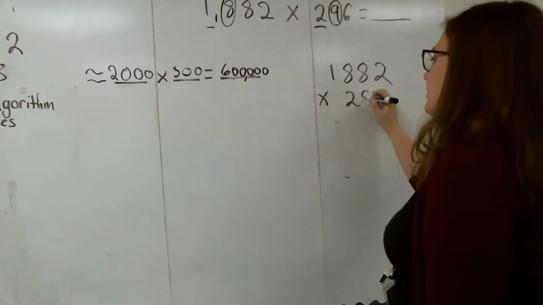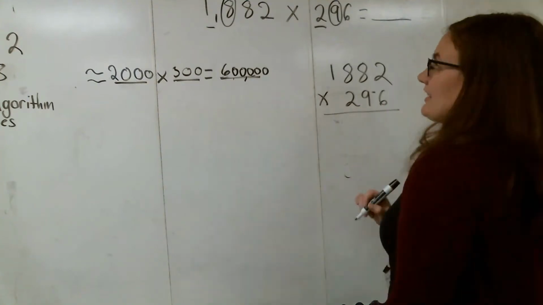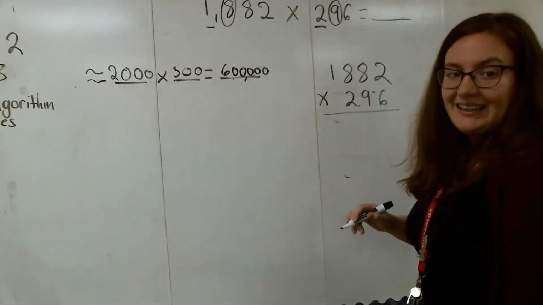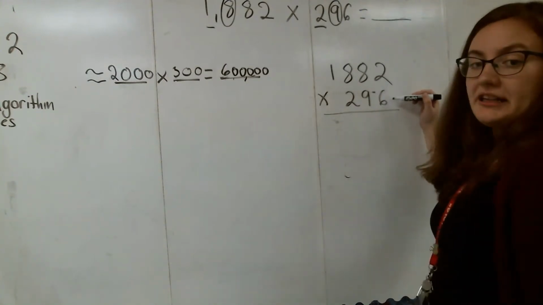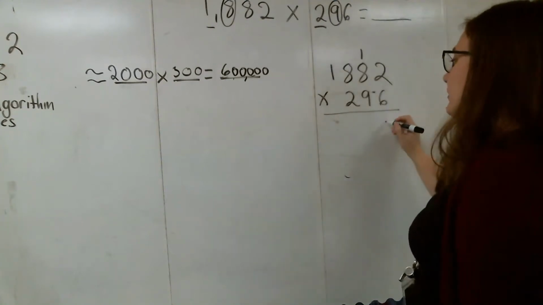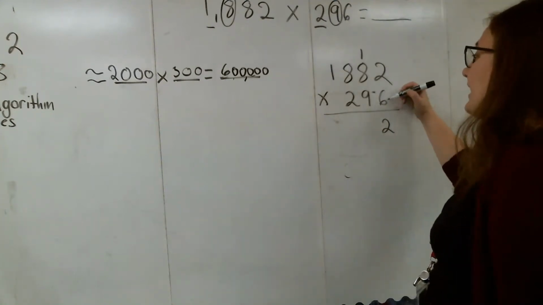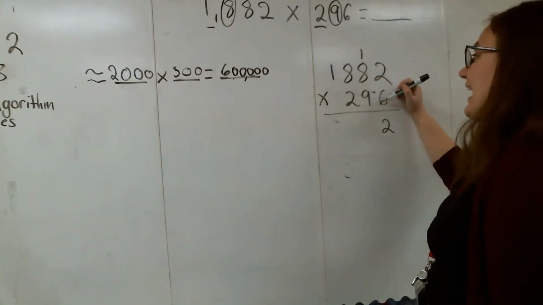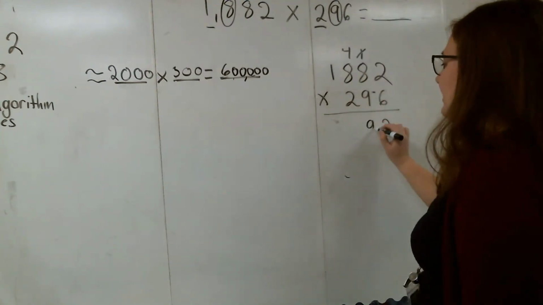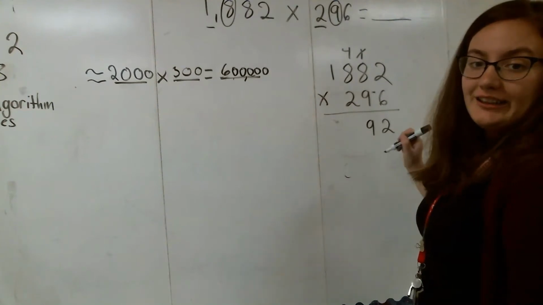So remember, your bigger number usually should be on top. So 1,882 times 296. We're going to start with our 1s. So we have 6 times 2. That is 12. I carry the 1, leave the 2. 6 times 8 is 48. And 48 plus 1 is 49. Regroup that 4, leave the 9.